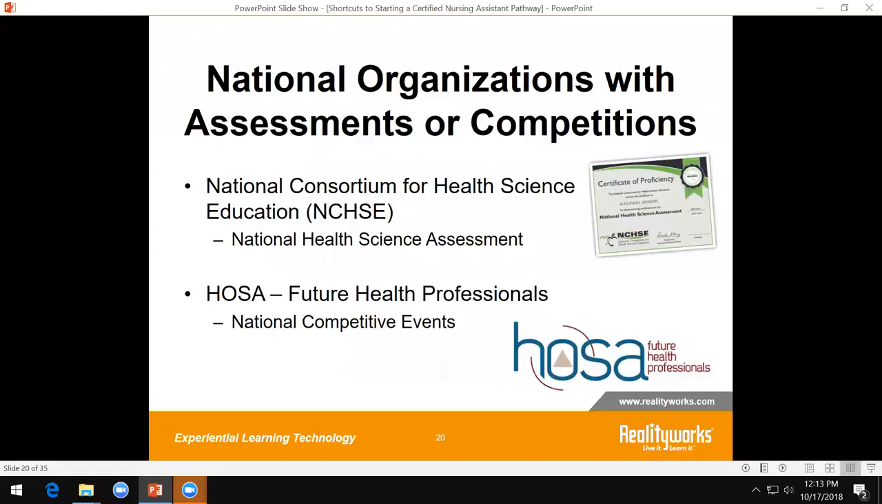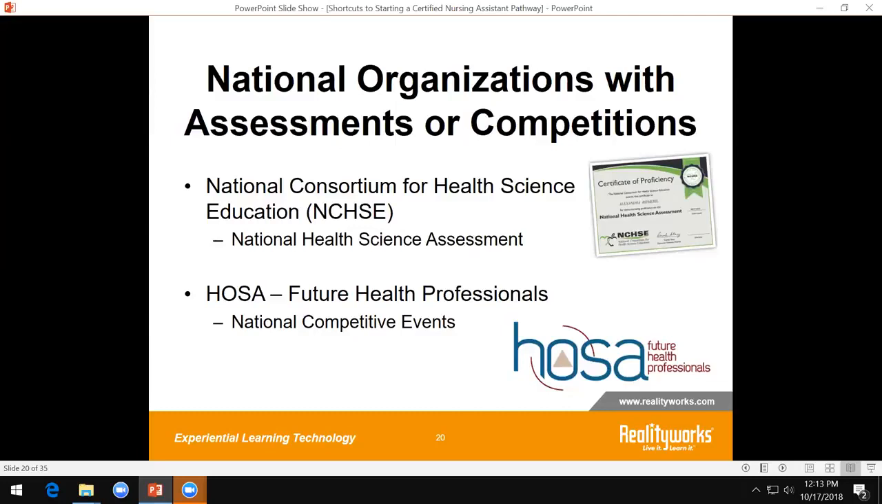Now here are a few other organizations that offer technical and/or skills assessments that you may not be aware of. The first one is the National Consortium for Health Science Education, and it offers a health science assessment. This is not a right-to-work credential, but it adds the credibility of a national certification of achievement. It does satisfy Perkins requirements. It validates student mastery of foundational healthcare knowledge and skills. And there are also several benefits for students that go through that.